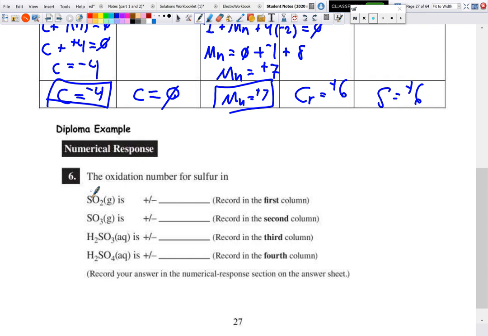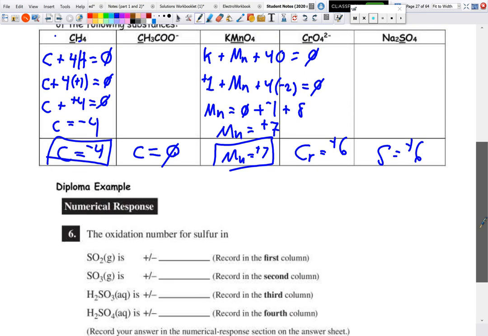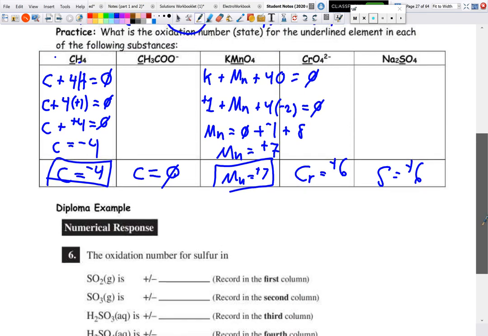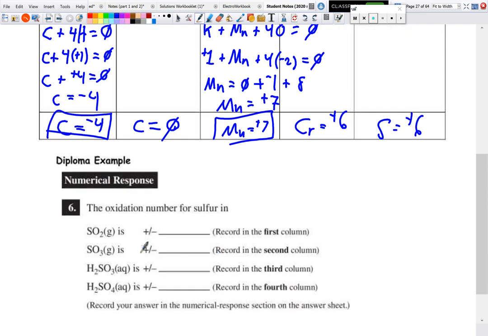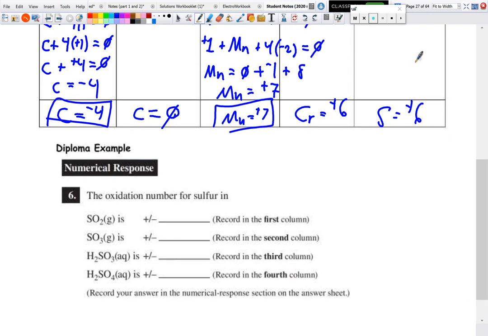So for example, this is an old diploma example where you have the oxidation number for sulfur in the following is blank. All right. So same thing using the algebraic steps. You should be able to go through here, but just make sure you circle if it's positive or negative, and I'm going to put the answers up in 3 seconds. And you get them something like this. So in SO2 it's positive 4, in SO3 it's positive 6, H2SO3 positive 4, and H2SO4 should be positive 6. Hopefully if I did those out right.